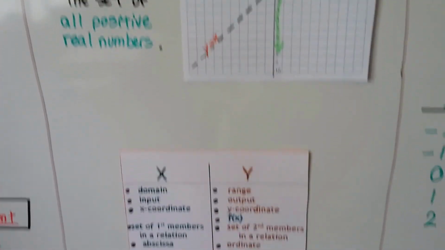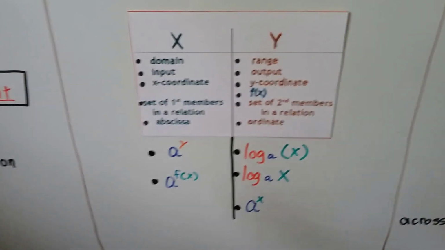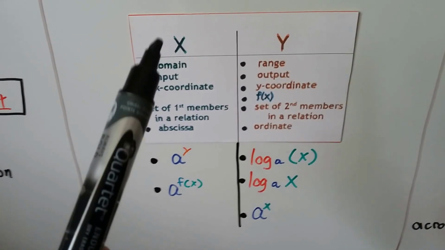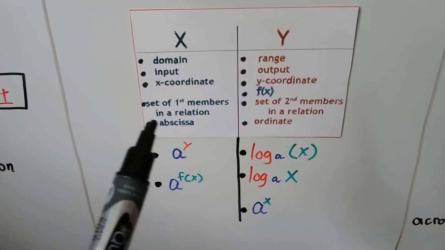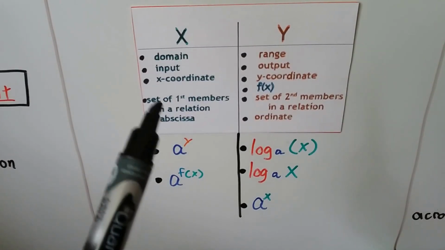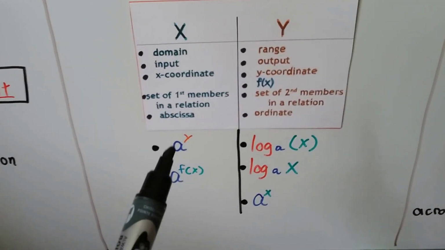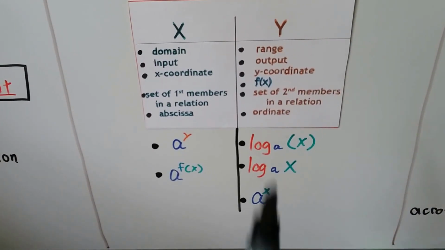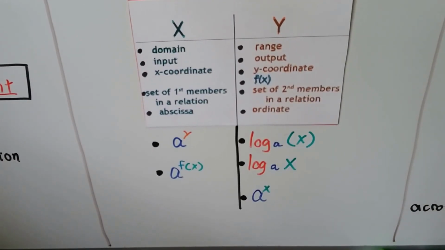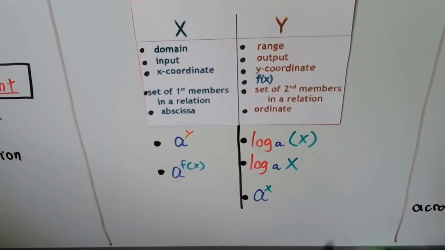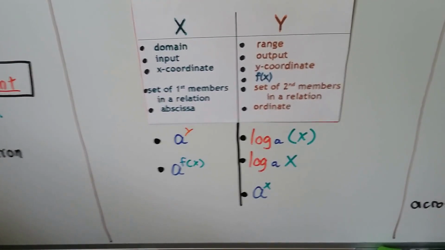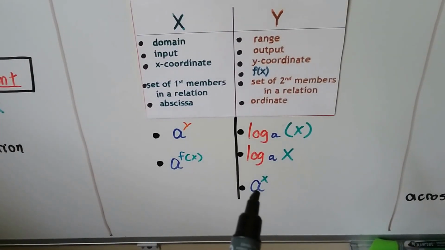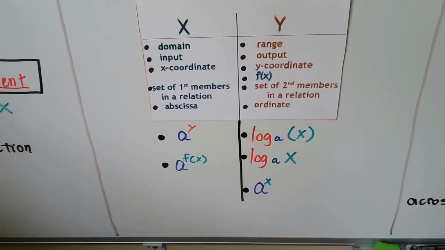Now, if you've been with me through Algebra 1, you know my little card here. We have all these different names for x and y values. So now, aside from x being the domain, the input, the x-coordinate, that first set of members in the ordered pair or the abscissa, we could say it's a to the y power, or we could even say it's a to the f of x power. And the y is the range, the output, the y-coordinate, the f of x. It's the set of second members in the ordered pair, the ordinate. It's also the log base a of x, or a to the x power, all right?